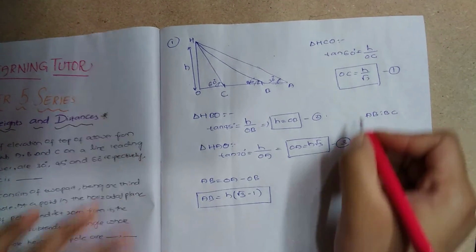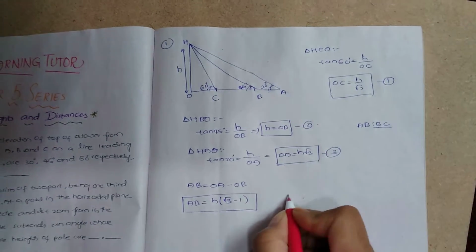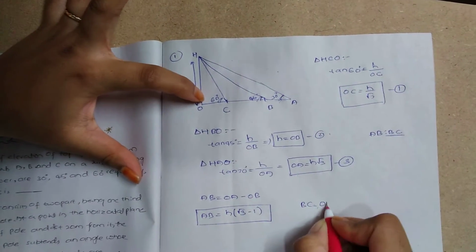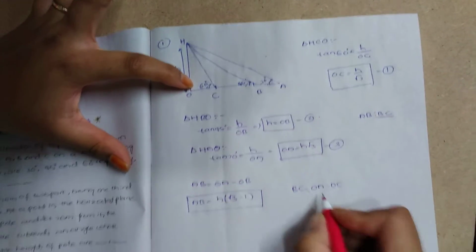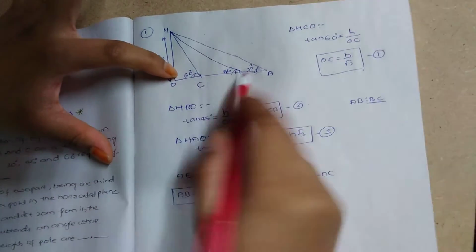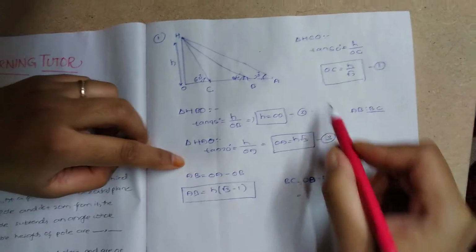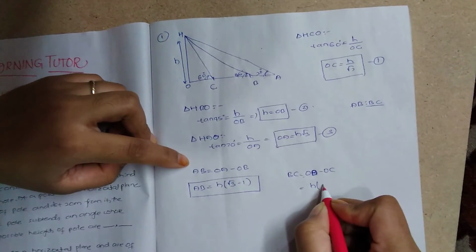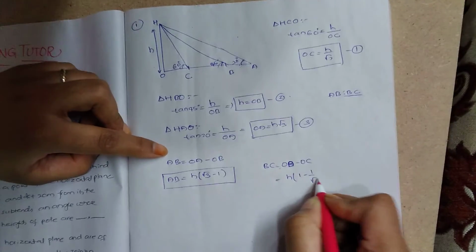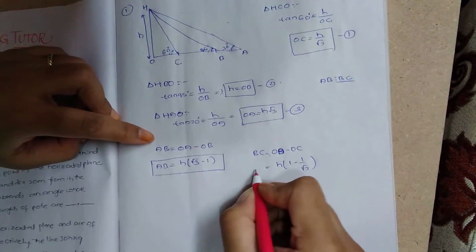In the same way, what is the value of BC? OB minus OC. What is it? H of 1 minus 1 by root 3. Yes, BC.